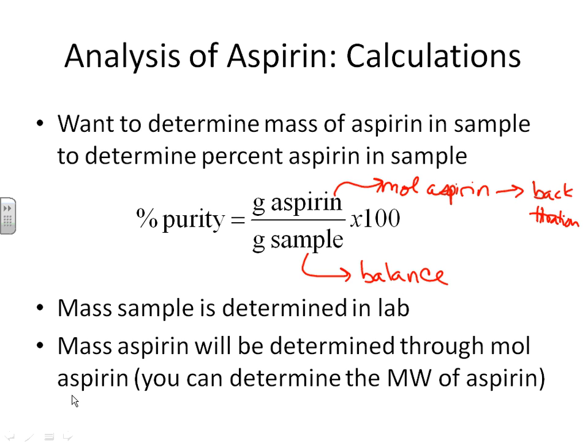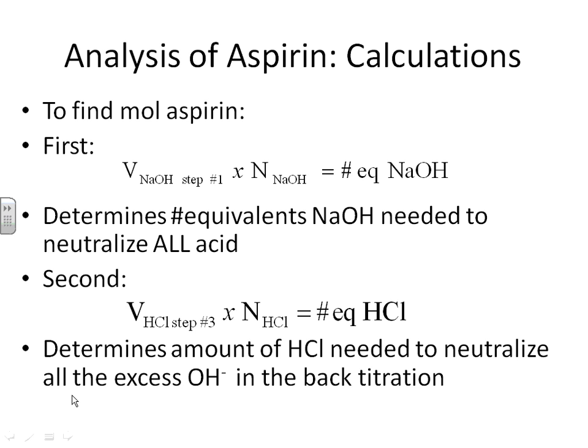So just to let you know, this is really the big result that I'm looking for you to calculate for the analysis of aspirin. It's the percent aspirin in your sample. So how do we get moles of aspirin? Because that's really the big question. If we can get moles of aspirin, then we can get grams of aspirin, no problem, and then we can get the percent purity in the aspirin sample.